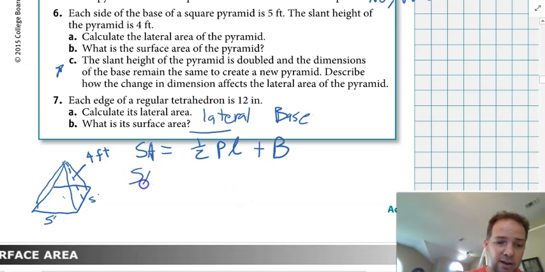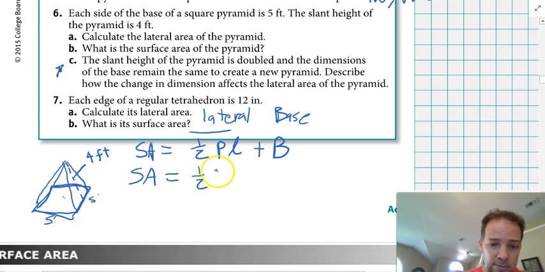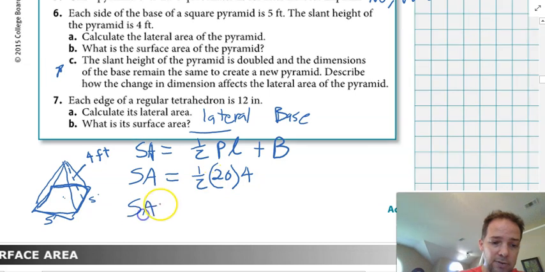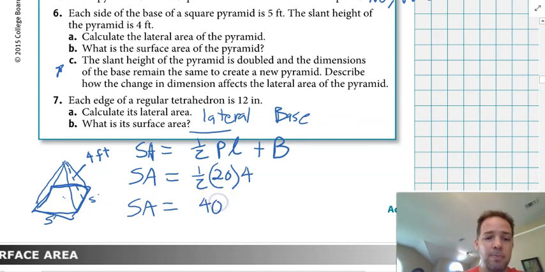So surface area equals 1/2. Capital P represents the perimeter of the base. So 5 times 4 sides is 20. And the lateral height is given to us, we don't have to calculate it. It is 4. So 1/2 of 20 is 10. 10 times 4 is 40. The lateral surface area equals 40. All right, so this is the lateral surface area.